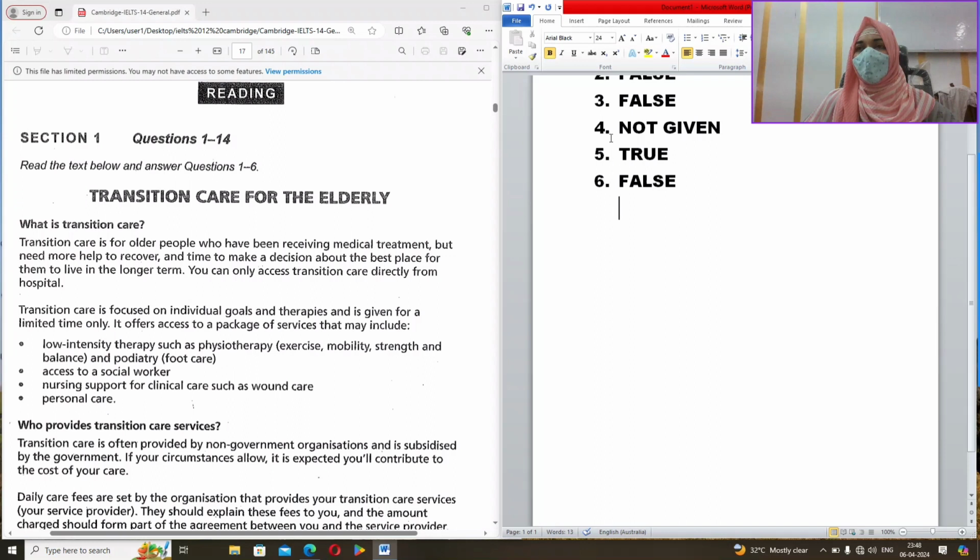That information is not present in the passage at all, so you have to write Not Given.